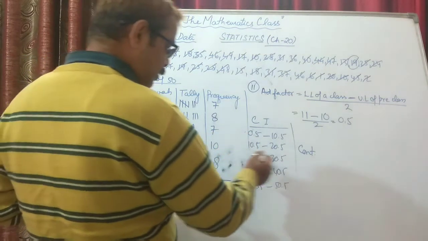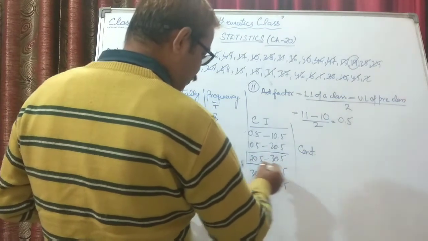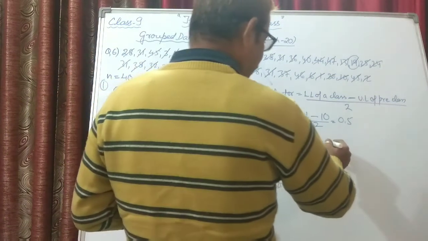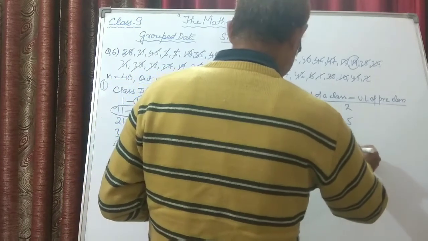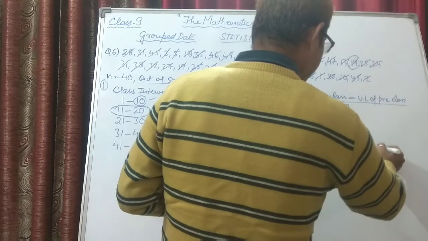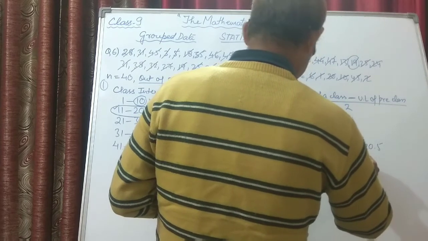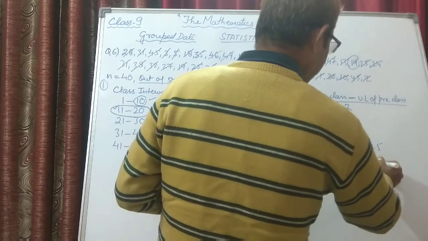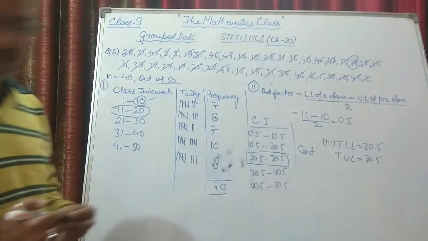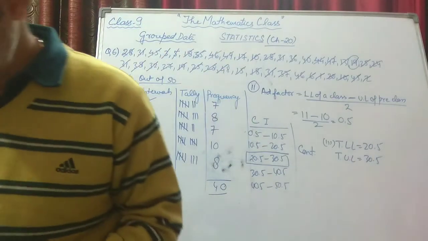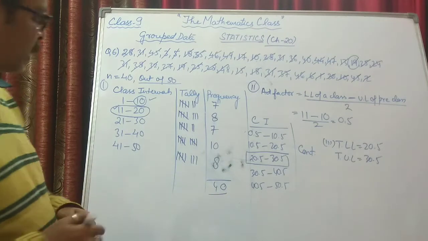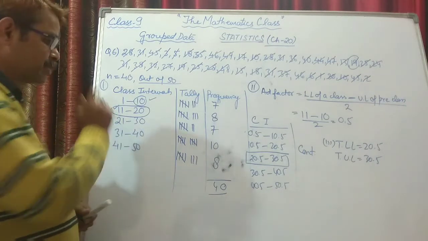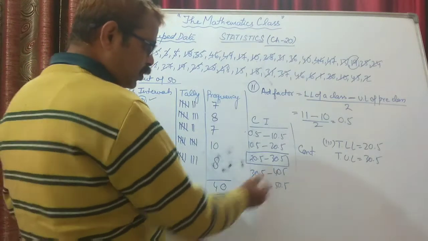Third part is state the true class limits of the third class. First, second, third. True lower limit is 20.5 and true upper limit is 30.5 of this third class interval. Then they say state the class marks. Now we know what are class marks.